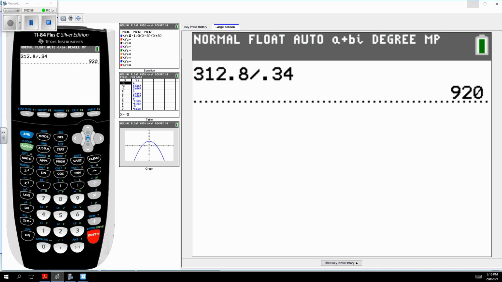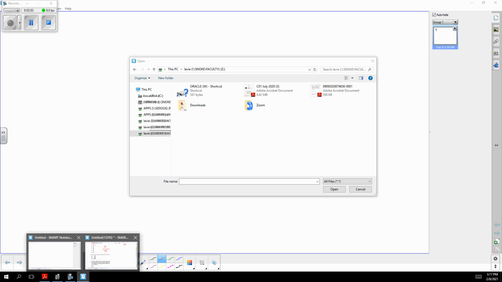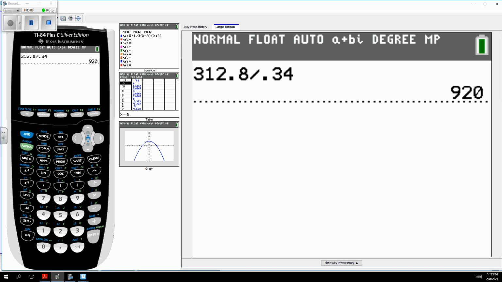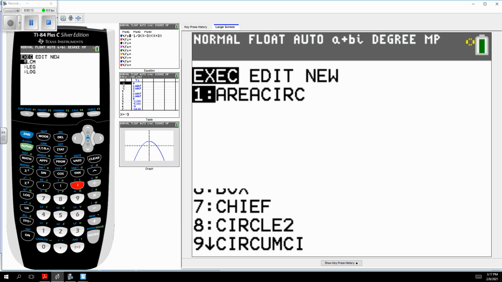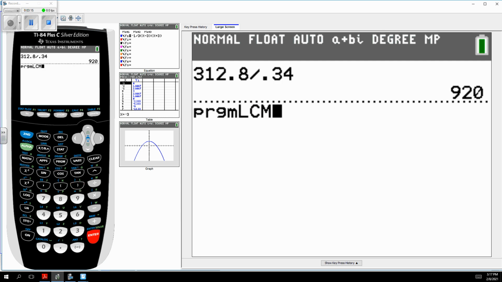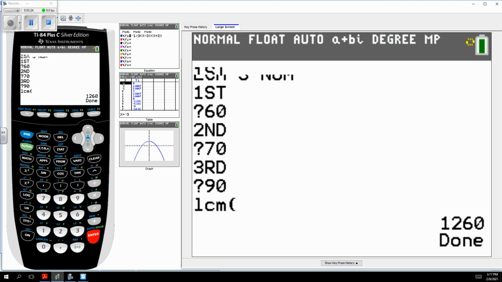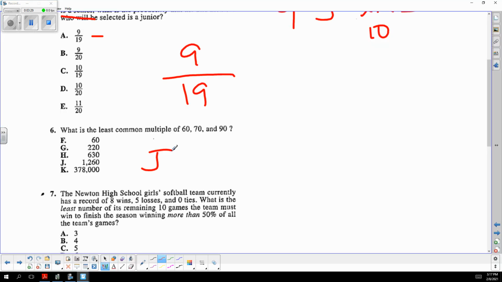Least common multiple is a program, 60, 70, 90. Real proud to offer that to you. You can hit alpha L to get there, and all you have to do is hit 60, 70, and 90, and it gives you the answer 1260. So that's a break right there to get that.